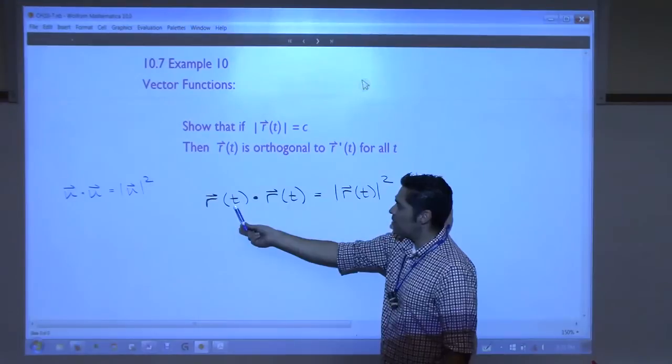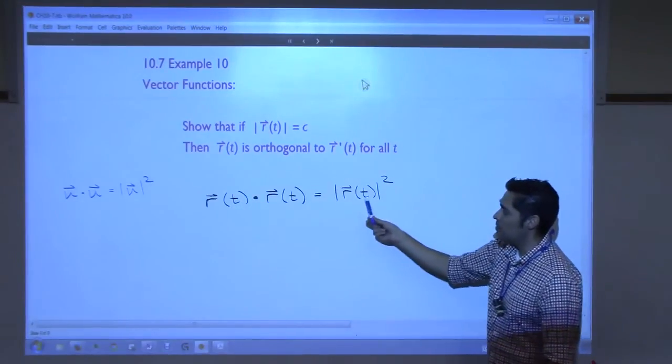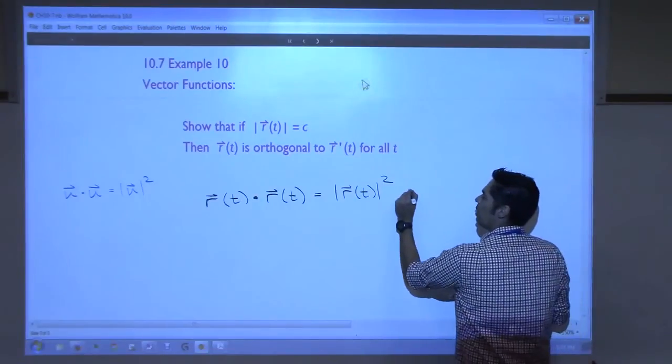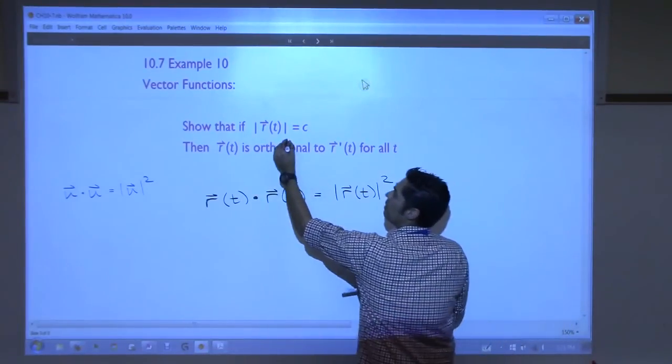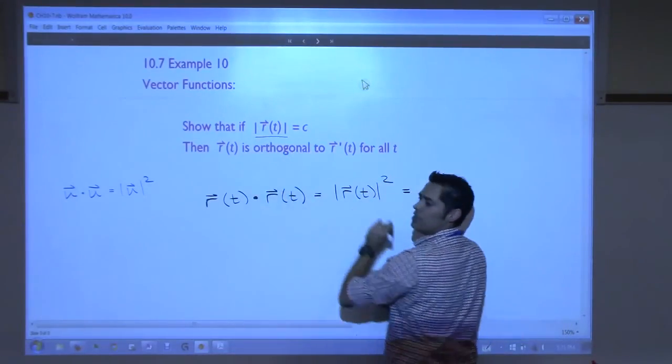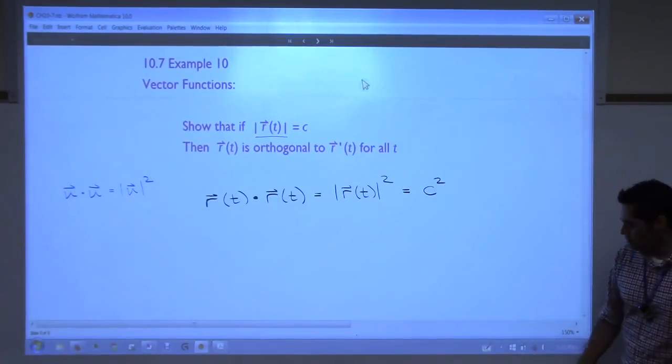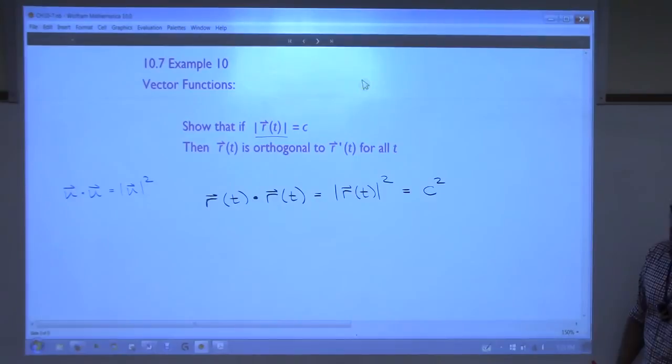So if I take this vector function and dot it with itself, won't I get the magnitude of the vector function squared? Which for us would be what? What are we assuming is true? The magnitude of this vector function is c. So this is c squared. Agreed? Okay, well I still haven't shown what I want to show.